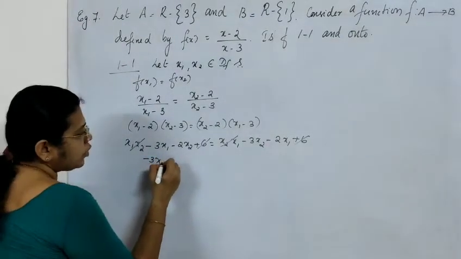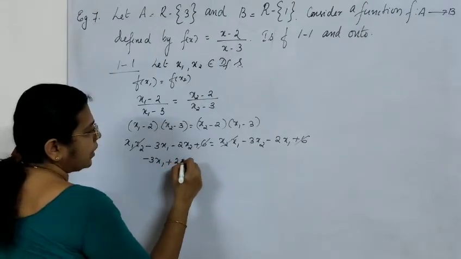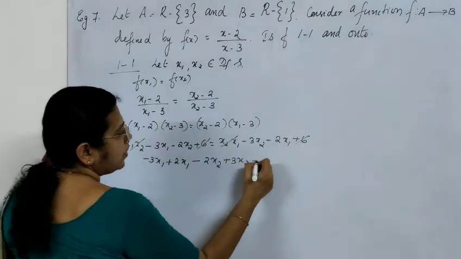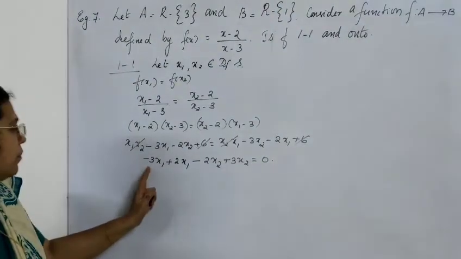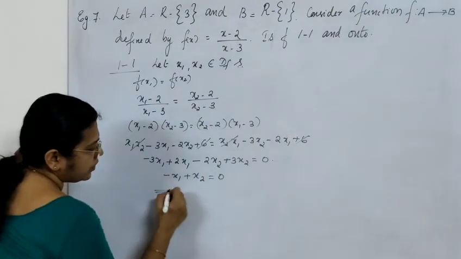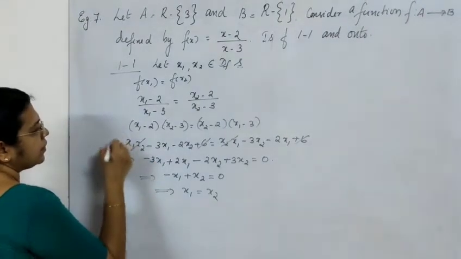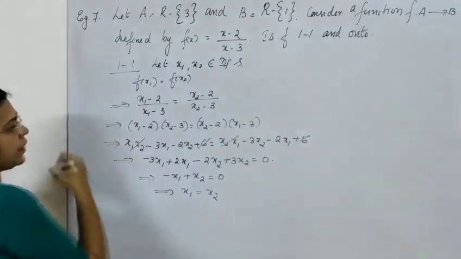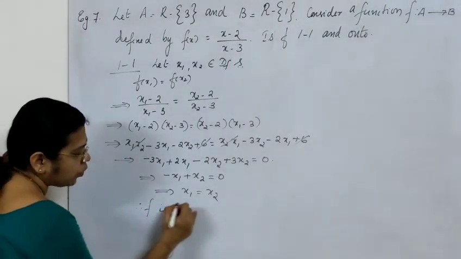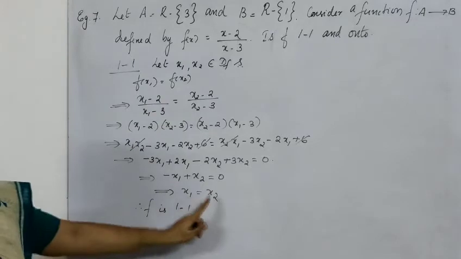Now minus 3x1, when this comes to this side, what will you get? Minus 3x1 plus 2x1 minus 2x2 plus 3x2 is equal to 0. Now this I get as minus of x1 plus x2 is equal to 0. What does this imply? x1 is equal to x2. So I can conclude, therefore, f is what? 1-1. Taking f of x1 equals f of x2, I got x1 is equal to x2, therefore f is 1-1.